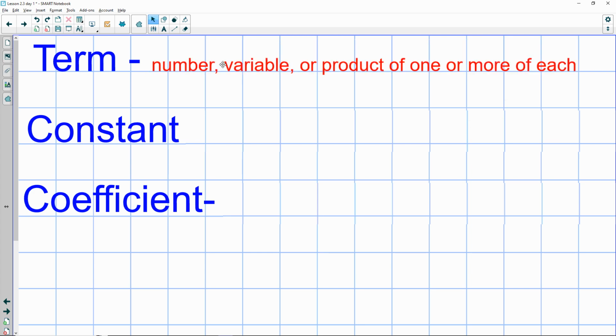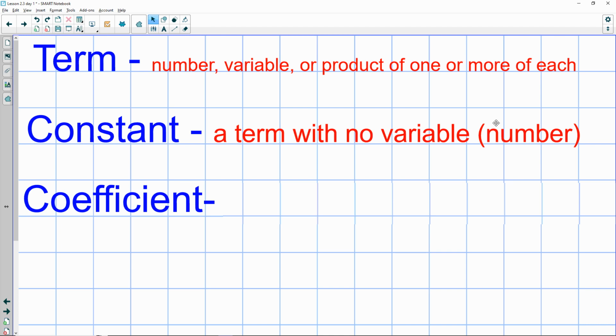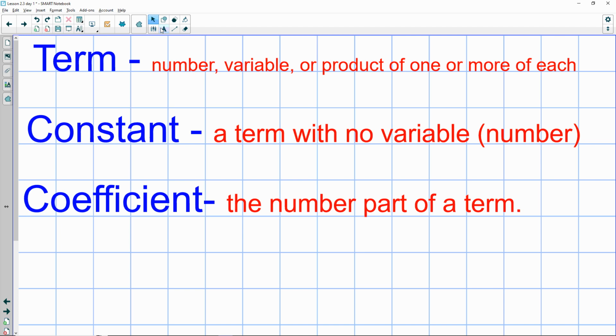A term is just a number, a variable, or a product of a number or variable. A constant is just a term with no variable, so it's just a number. And a coefficient is the number part of a term. So a constant would be something like a number like 4. A term could be 4, 4x, or 4xy. And then the coefficient is just the number part. So if I had a term like 4x, 4 would be the coefficient.